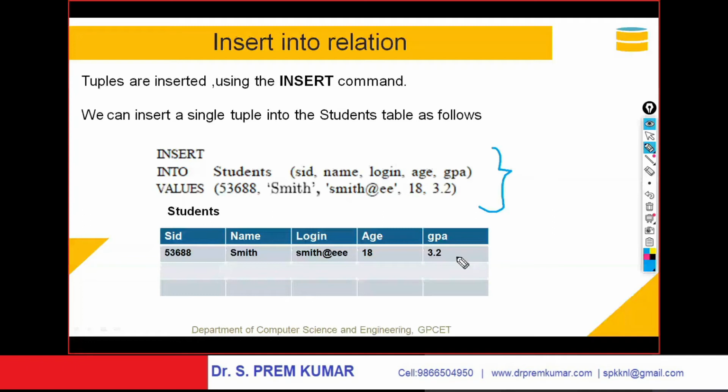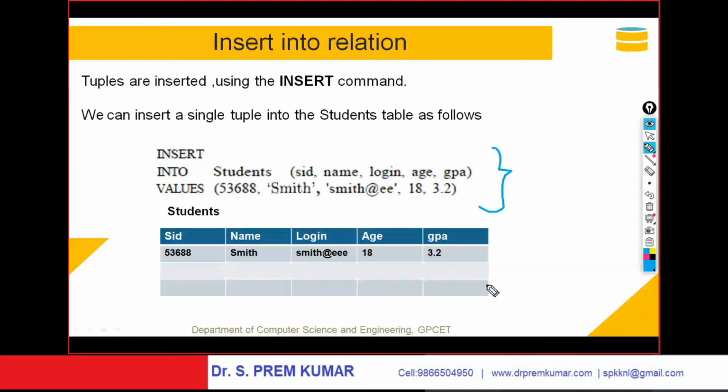Similarly, for the next student, again I type insert into students, student ID, name, login, age and GPA. Values: 7,000, Prem at the rate of CSE, age 19 years, and GPA 4.2. That gets inserted. Again you type insert into students, student ID, name, login, age and GPA. Values: 8,000, Kumar at the rate of CSE, 16 years, and 2.2 is the GPA. That will be inserted. All this will be inserted into the table.